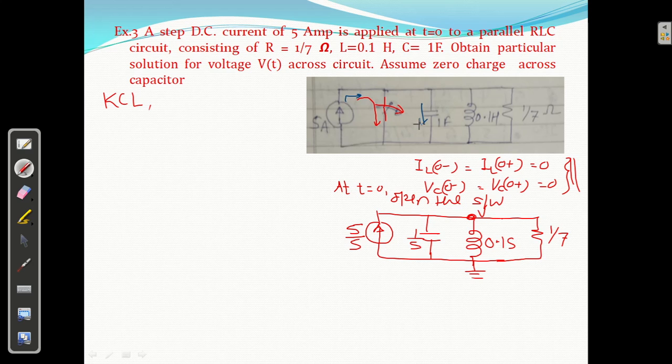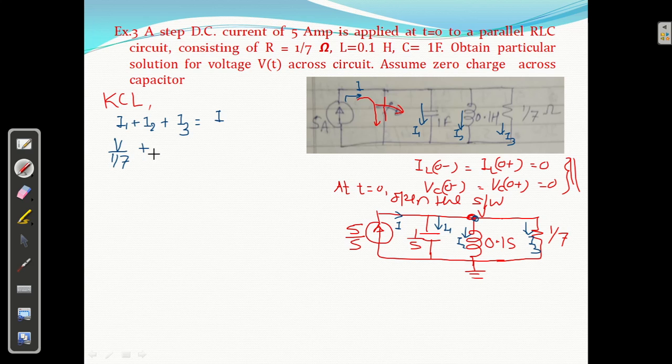Okay, this current I1, this current I2, this current I3 I am going to take. So I can say I equal to I1 plus I2 plus I3 equal to what? I incoming. This is incoming, this is outgoing. So what is I1? I1 equal to V by R. V means V. Apply I1, I2, I3 equal to I. So V by R, so V by 1 by 7.